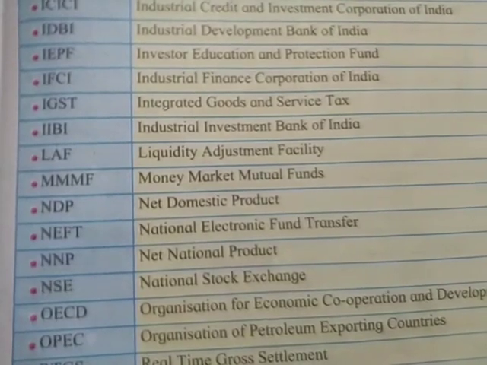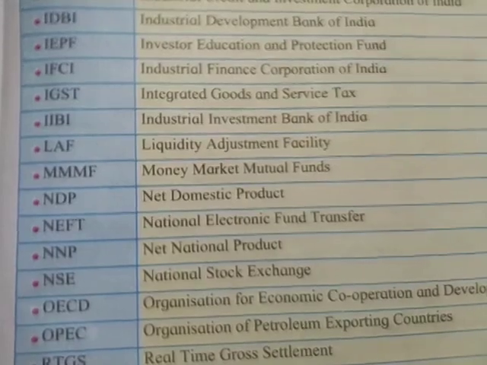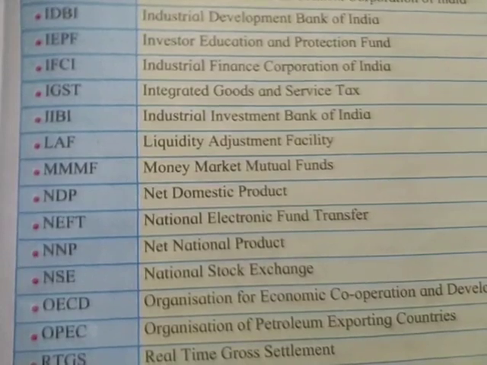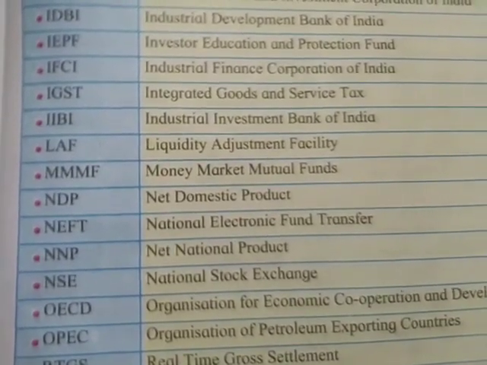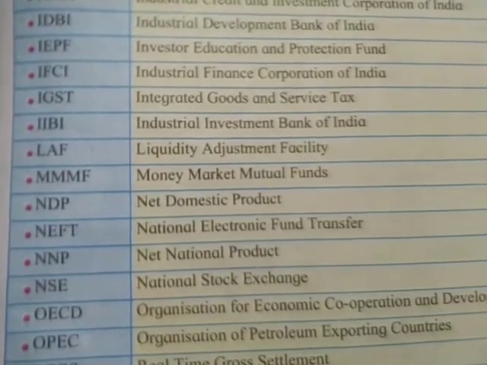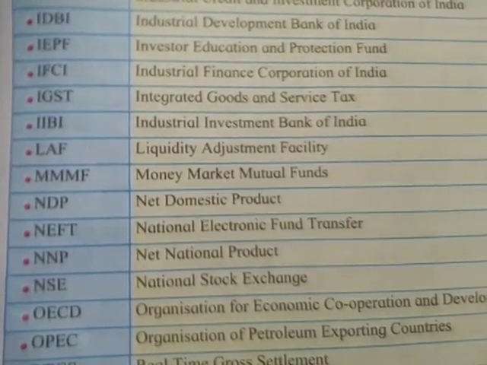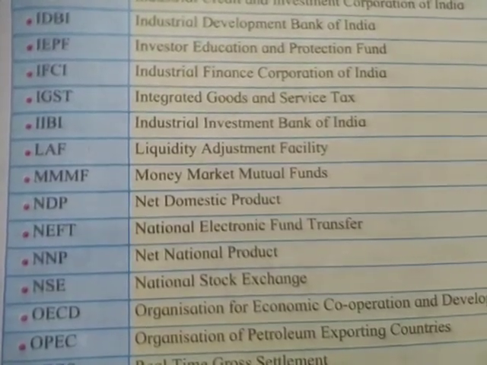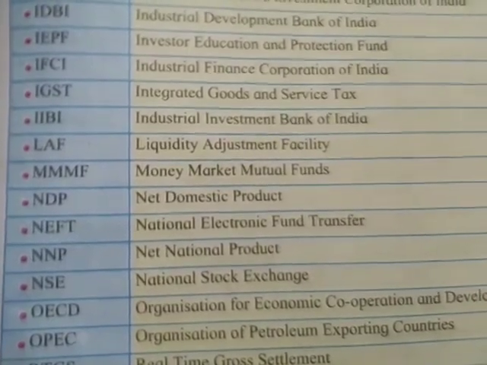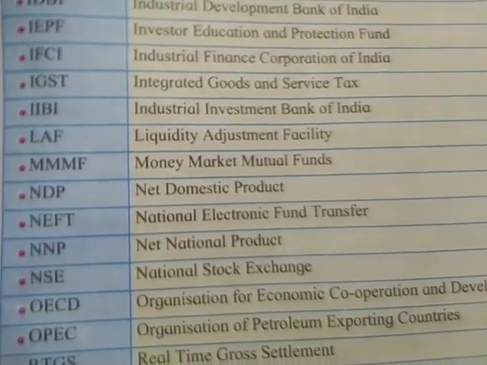IEPF is Investors Education and Protection Fund. IFCI is Industrial Finance Corporation of India. IGST is Integrated Goods and Service Tax. IIBI is Industrial Investment Bank of India. LAF is Liquidity Adjustment Facility. MMMF is Money Market Mutual Funds. NDP is Net Domestic Product.